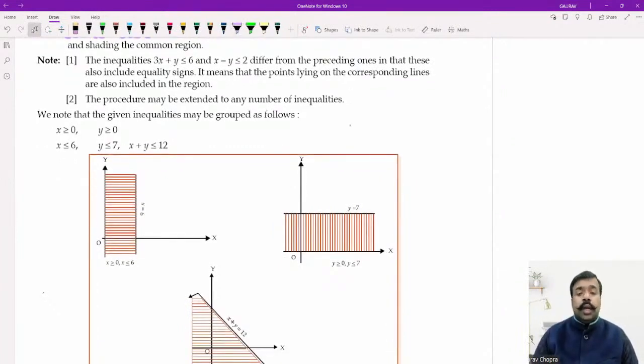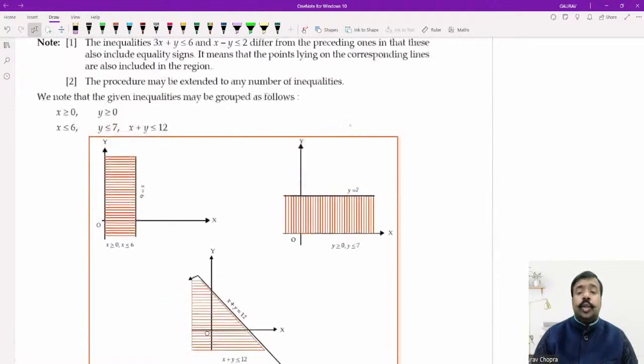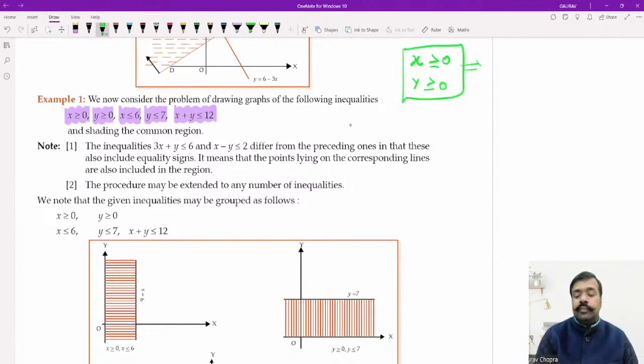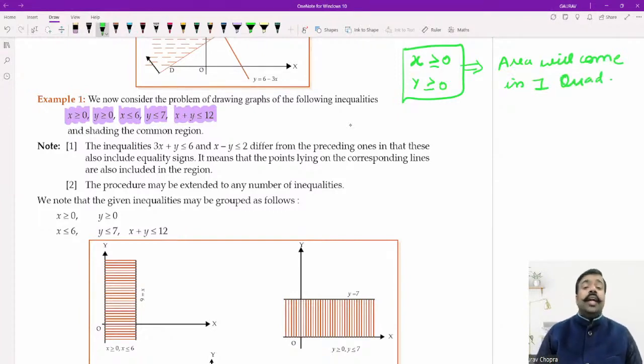Whenever we are talking about x and y being greater than or equal to 0, that means our area will be restricted to the first quadrant, because both should be positive. So according to x greater than or equal to 0 and y greater than or equal to 0, the area will come in the first quadrant only. It cannot go into the second, third, and fourth.